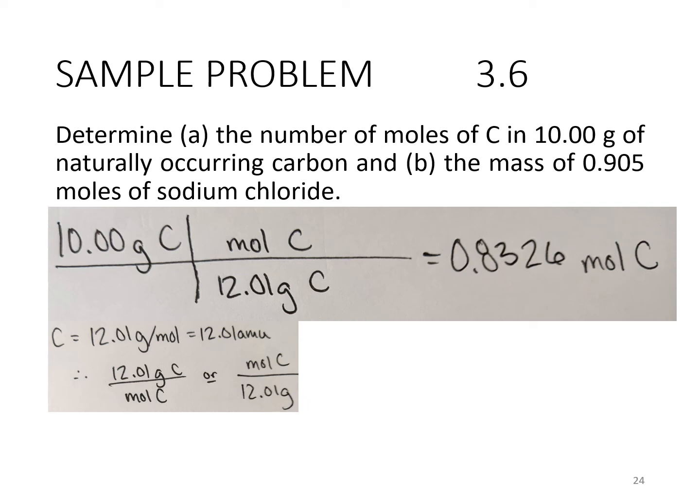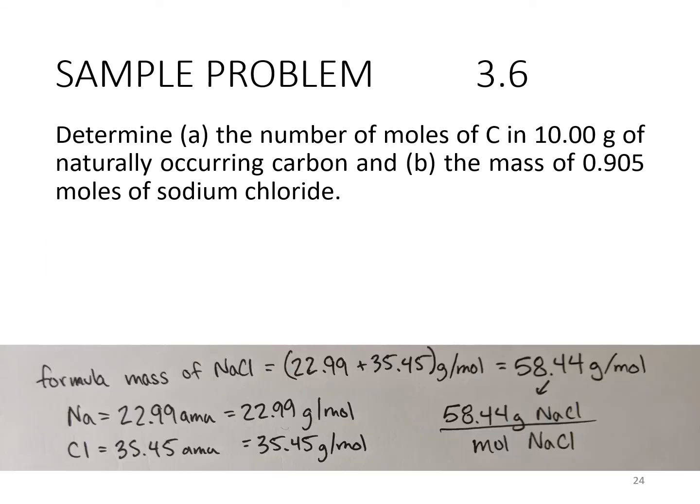We had 10 grams of carbon. We know that about 12 grams of carbon is 1 mole. So it makes sense that we have just a little bit less than 12 grams. So we should have a little bit less than 1 mole of carbon. So this is how you would go about converting between grams of carbon and moles of carbon.